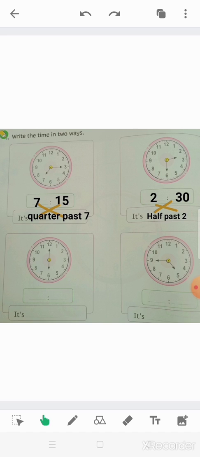One more time. Let's see here. The minute hand is exactly on 12. So we have exactly 6 o'clock. So I'm writing 6:00. It's exactly 6 o'clock. So it's 6 o'clock. Okay.